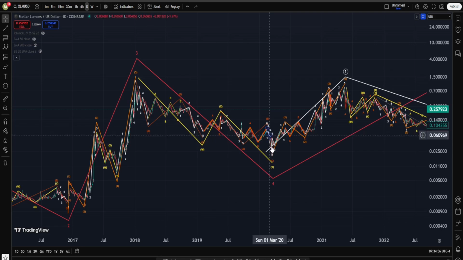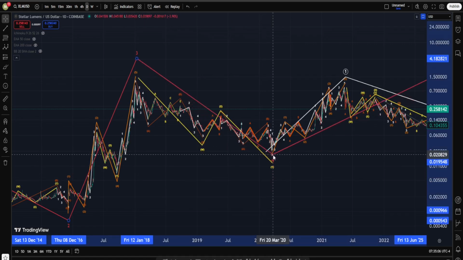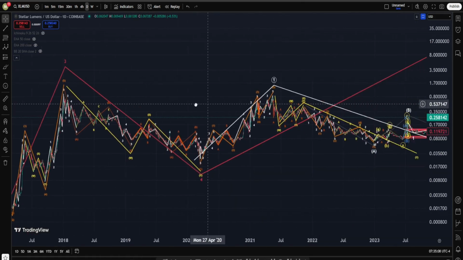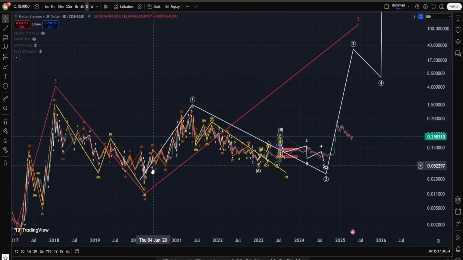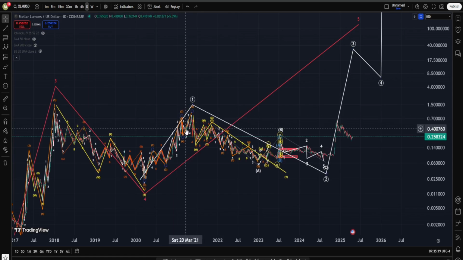From this point to about here, I believe we are having a very clear WXY in the form of a double zigzag, and this is actually the end of our wave 4. Now, from my point of view, the primary scenario in XLM suggests from here we are having a very strong extension, meaning this is a 1, 2, 3, 4, 5-wave up.